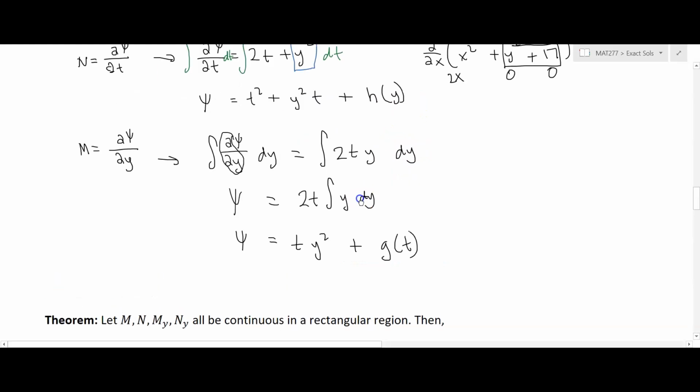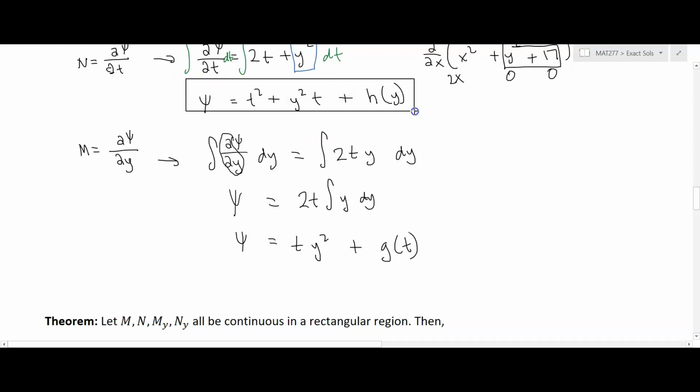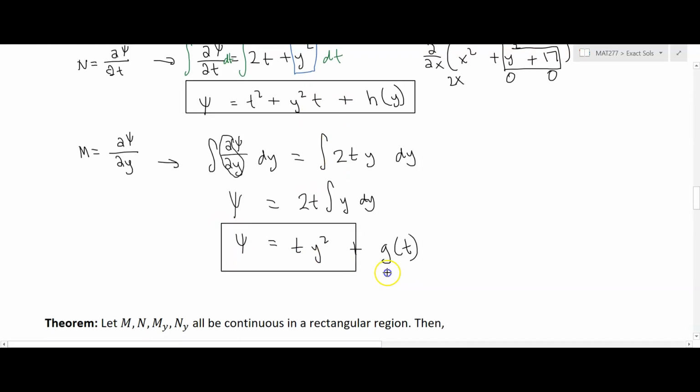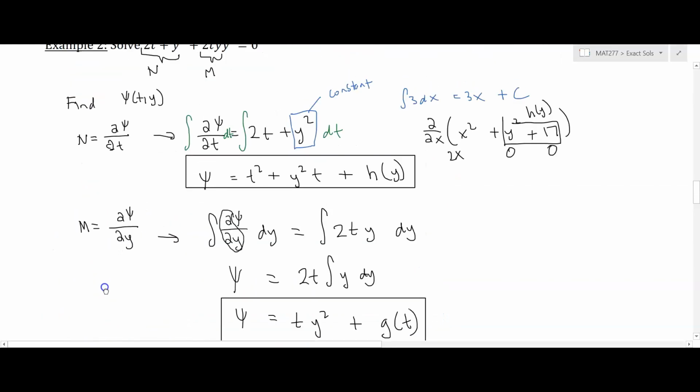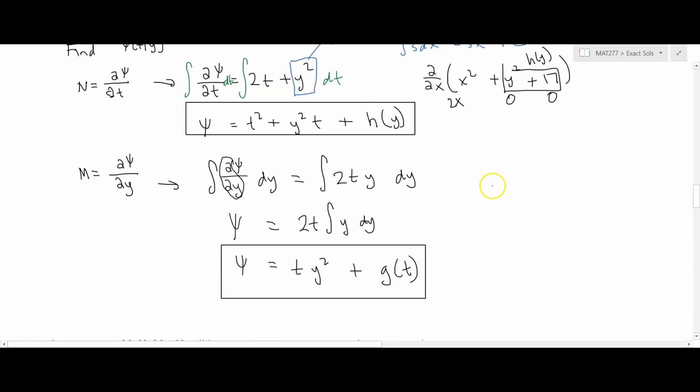All right, so this one poses some issues, right? We said that here we have psi is equal to this, but down below we're now saying that psi is also equal to this. So how do we reconcile the difference between those functions? Well, let me write them side by side. We'll just say candidates for psi. So the first side that we have here is ty squared plus t squared plus h of y. And we know that these two have to be the same function.